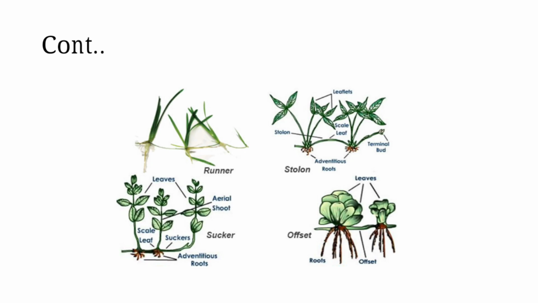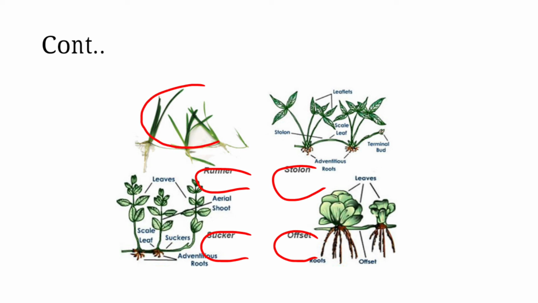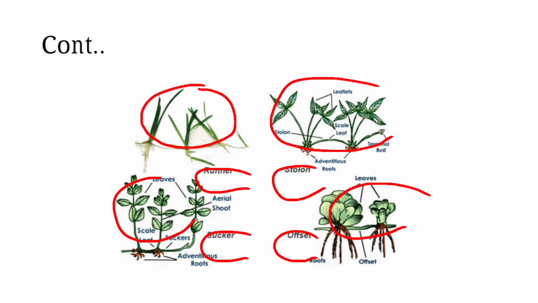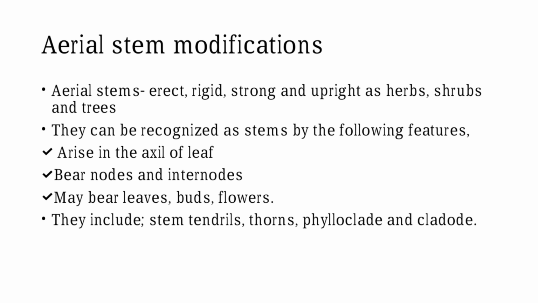These are some of the examples we are having: the runners, the suckers, the offsets, and stolon. You're seeing, as we have said, they are mainly used for vegetative propagation. You're seeing new shoots up there developing. New shoots are here developing. So they are mainly there for vegetative propagation. Let's also look at aerial stem modifications.